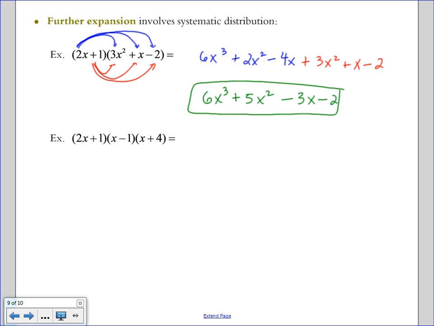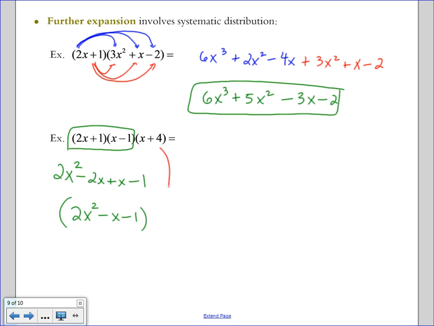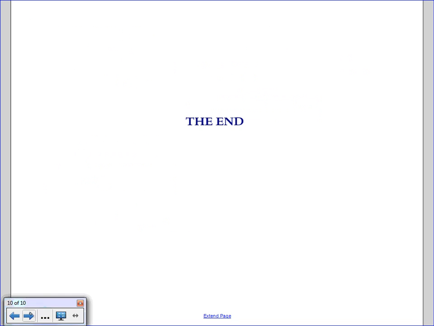If you have to do 3 binomials together, you want to start by multiplying 2 of them together using FOIL and ignore the other one. For now, simplify that. And now this thing in green gets multiplied by the original x plus 4 that we had ignored at the beginning by doing the procedure as shown up at the top of this slide. So systematic distribution. And that is all.